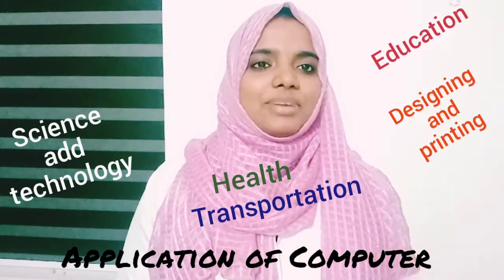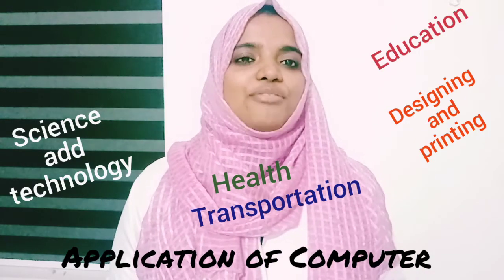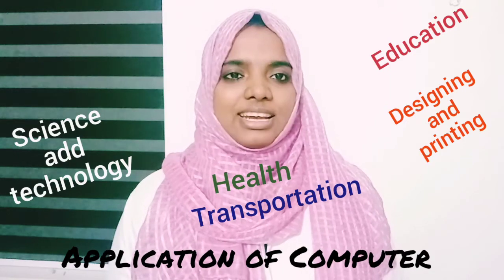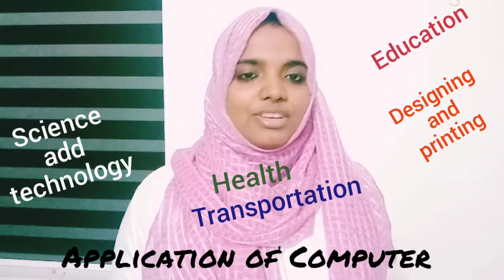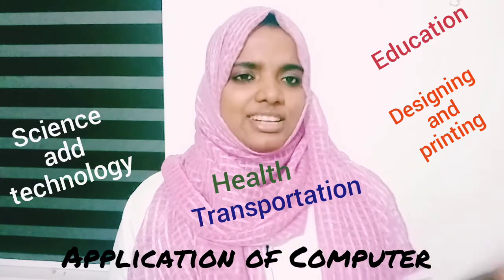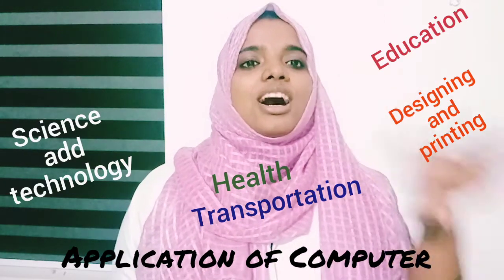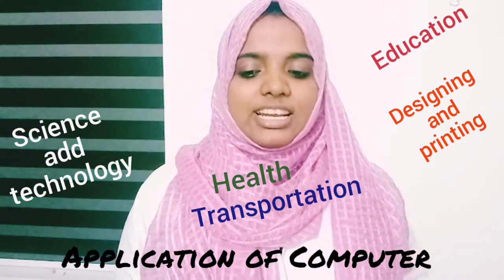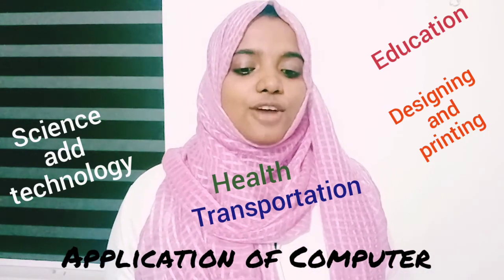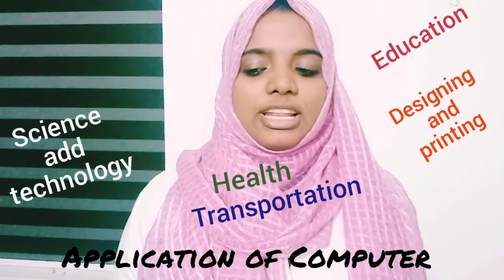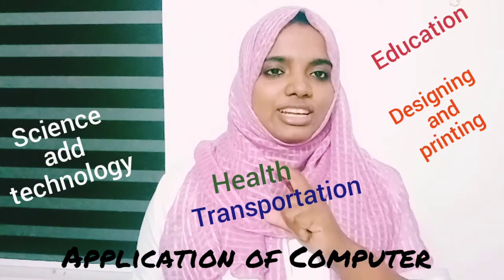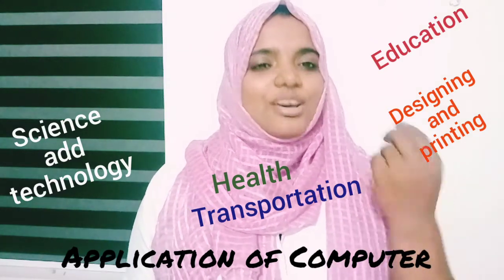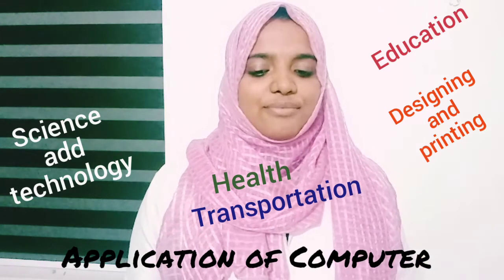Now designing and printing, the sixth and last part of the thing that we have to learn in this lesson. For designing, why do we need computer, children? For designing dresses, houses, buildings, etc., we need computer, right? Desktop publishing and offset printing. Computer helps us to print thousands of pages within a few minutes. Within a few minutes, we can print out a lot of pages if we have computer.